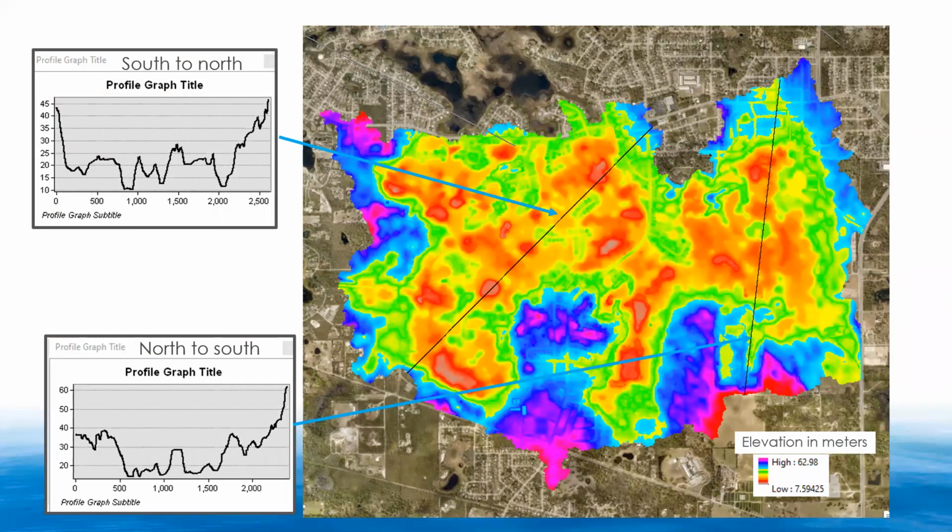This right here is a DEM of Lake Butler, just showing some different cross sections of the lake in different directions. You can see that there are lobes from the cross sections, and the DEM elevation values range from 7 to 60 meters. Next.